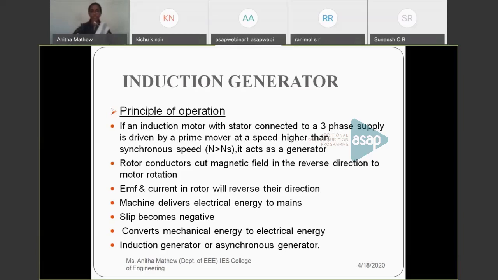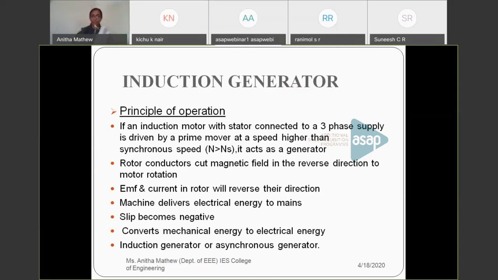Slip becomes negative means N is a greater value than Ns, so (Ns minus N) by Ns will become a negative value. Thus, mechanical energy is converted to electrical energy, and this induction machine works as an induction generator. This induction generator is also known as an asynchronous generator.